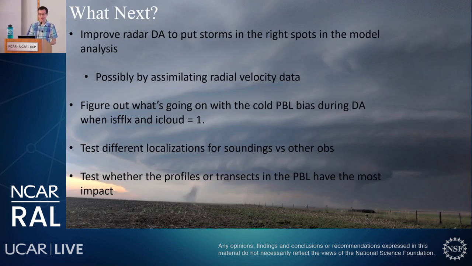So I really want to work on improving that radar DA to put the storms in the right spots. I think that part of what we're seeing here is that we're improving the environment, but if the storm is in the wrong place, it can't quite take advantage of that improved environment. The first step I want to look at for this is adding radial velocity data to the model. So assimilate those radial velocity obs from the ADAD network and see if that helps.